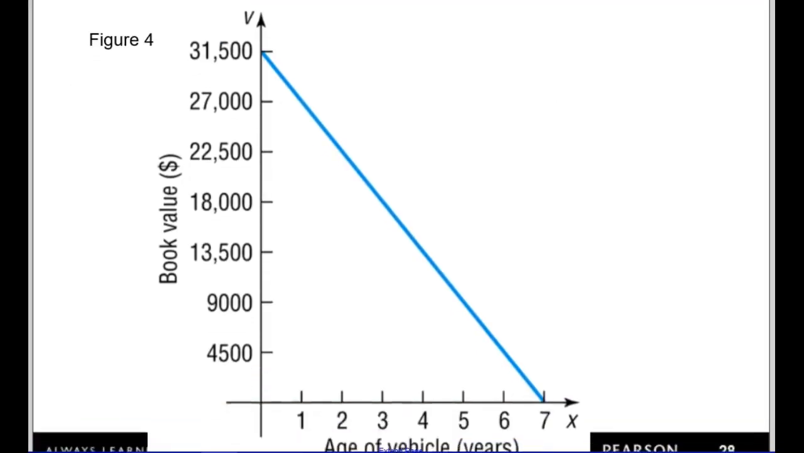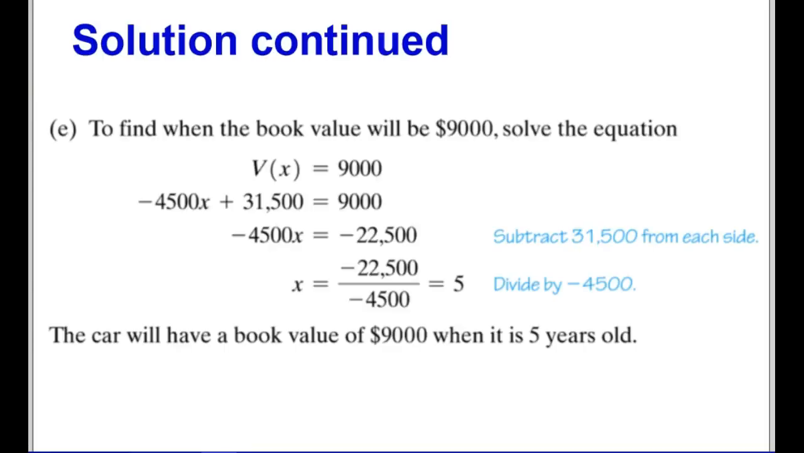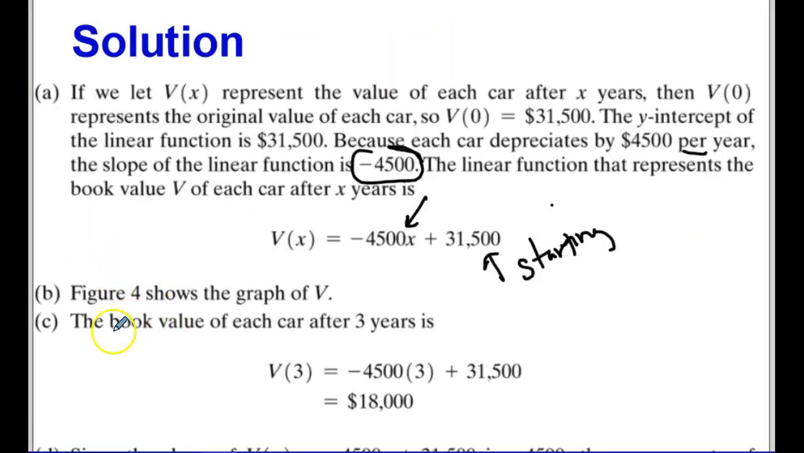So I can just take each of the points and plug in different x values and plot them and then connect those points to find my book values. Okay, so now I was asked to find the value after 3 years.